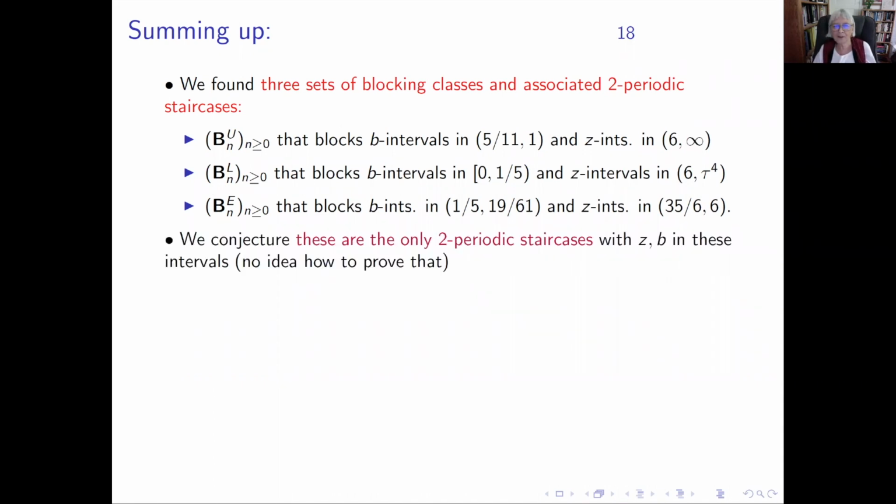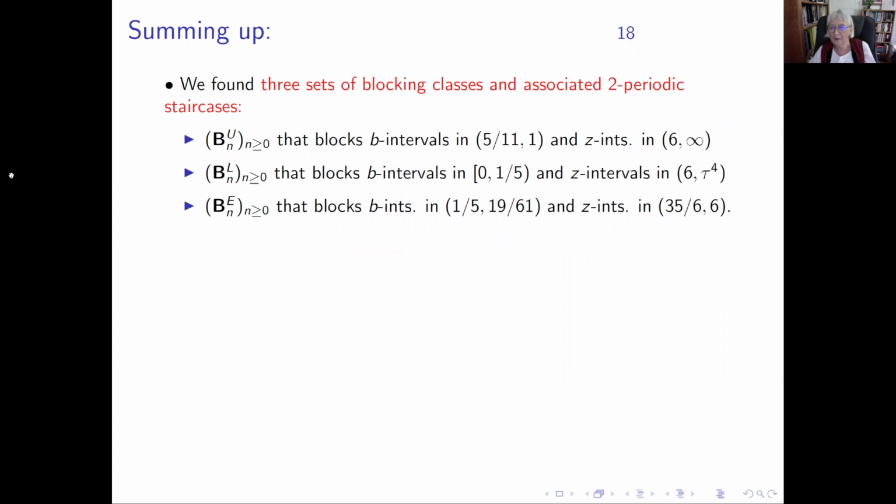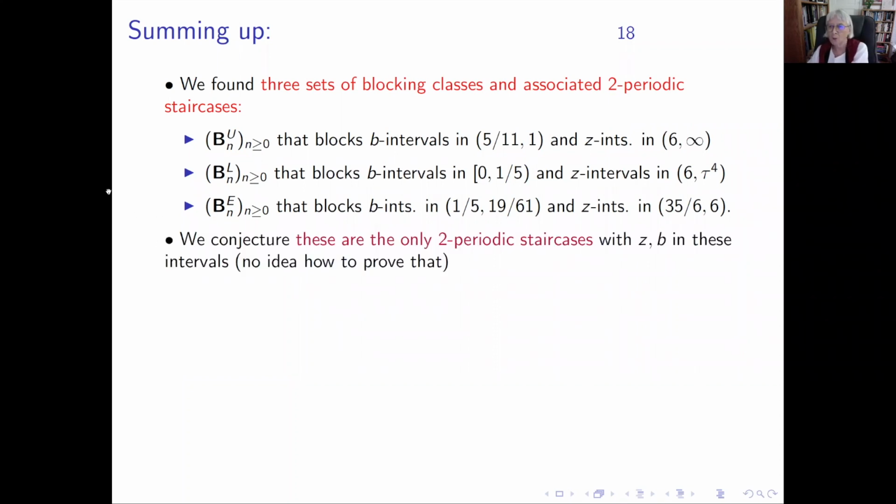And we conjecture that these are the only 2 periodic staircases with Z and B in these given intervals. So you see the given interval here, the Z interval is from 6 to infinity, and the corresponding B interval is from 511. So if you look at the accumulation of 511s, that's 6. And the accumulation of 1, of course, it doesn't really exist, but that's infinity. So this B interval corresponds to that Z interval, and we're saying these are all the 2 periodic staircases there.